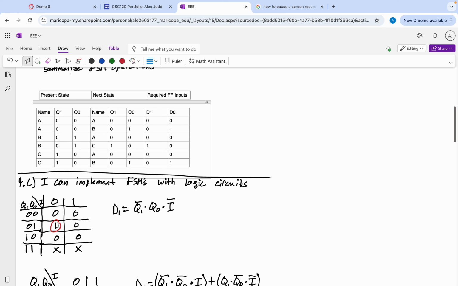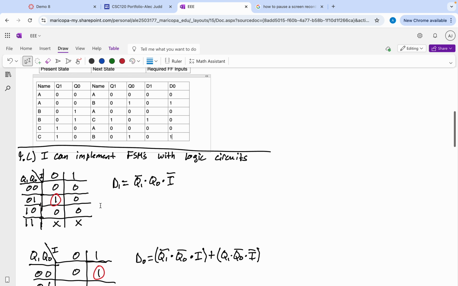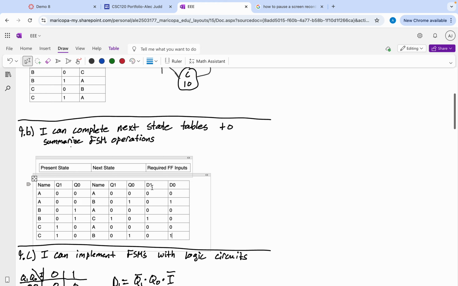And so when we do, we don't count 1, 1, so that's why there's X's there. And we only get a 1 right here. So that means D1 is equal to not Q1 and Q0 and not the input. I stands for the input. So that's our first Boolean equation for D1, our D1 flip-flop right here.